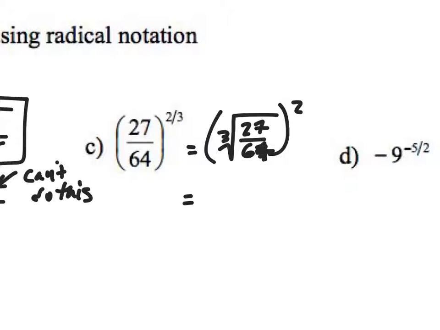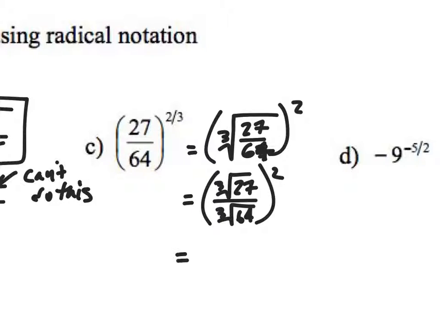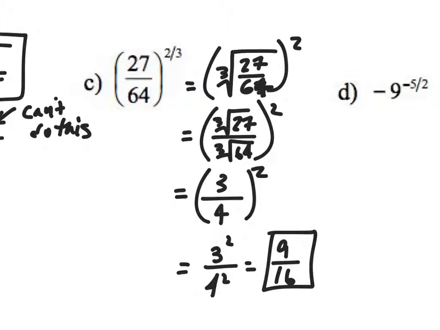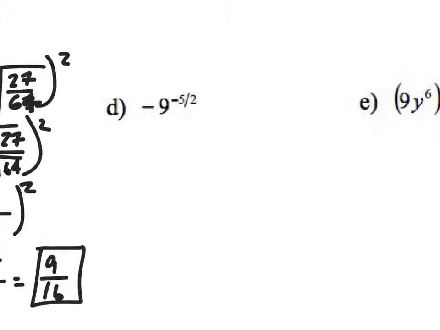So let me separate this out and do the cube root of 27 divided by the cube root of 64, and then I'm going to square this whole thing. Now, the cube root of 27 is really just going to be 3. 3 times 3 times 3 gives me 27. Cube root of 64 is going to end up giving me 4. So I have 3/4 raised to the second power. Now what I want to do is take 3 and square it, and take 4 and square it. So 3 squared is going to give me 9, 4 squared is going to give me 16, and that's my answer. Okay, all right, we've got a couple more.